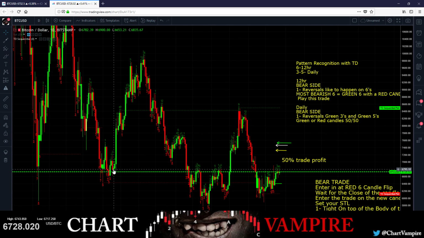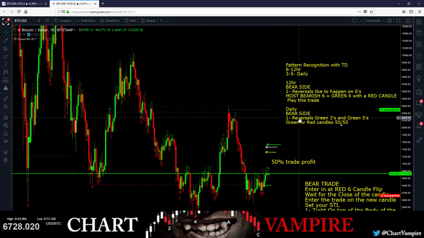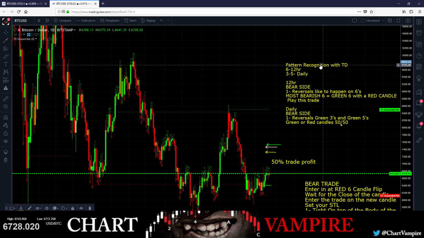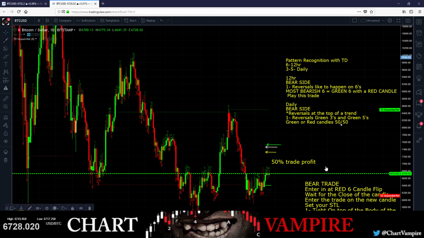Let's go back here. 3 at the bottom of a trend. Now, the other thing is it likes to be at the top of a trend. So make sure you're counting your 3s at the top of a trend, not at the bottom of a trend, okay? So the pattern recognition also needs to be looking for these bear side reversals at the top of a trend, not at the bottom of a trend. Key.